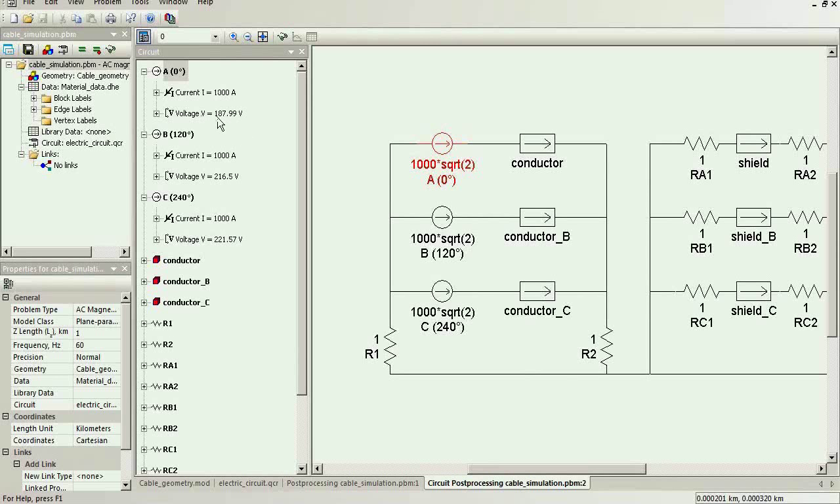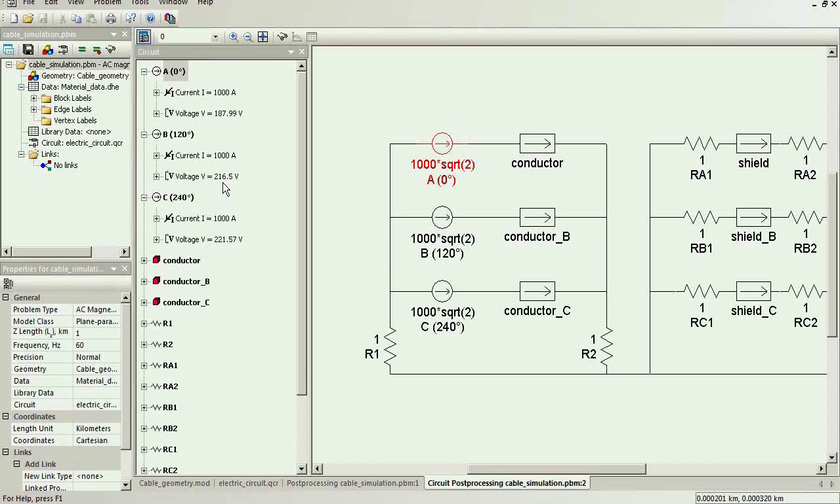Cable of the phase A carries only 188. Voltage drop on the cable of the phase A is 188. At the same time, voltage drop at the cable of phase B and C is about 220 volts. So this system is asymmetrical.